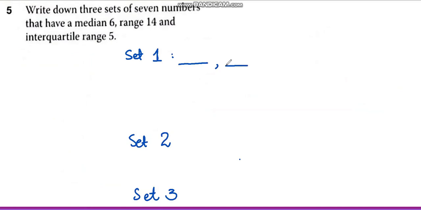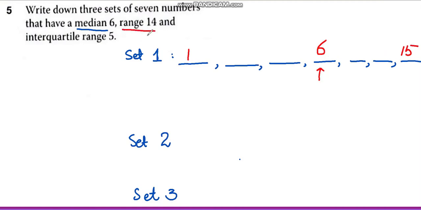Let me write down set 1. As there are 7 numbers, I am making 7 blanks here. To satisfy the condition, it says the median should be 6. So let me fill the middle place with 6. The middle place is here. That should be 6. And it says that the range should be 14. To satisfy this condition, I can write 2 values here. This can be 1 and this can be 15, because the range is basically the difference of the maximum and minimum value. Look, if I put 15 here and 1 here, and if I subtract these 2 values, I get 14. So this satisfies another condition.